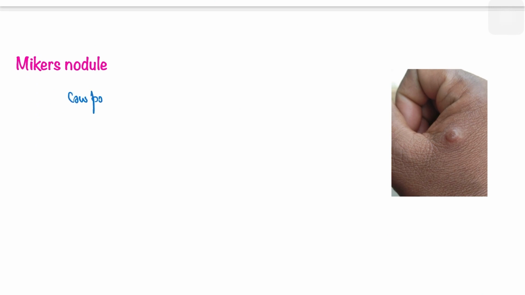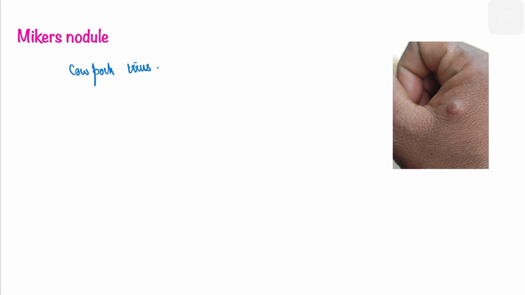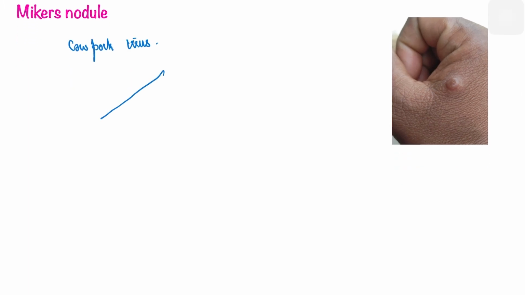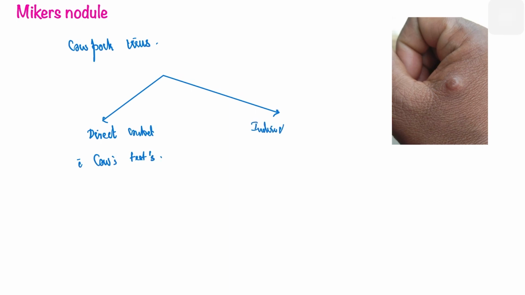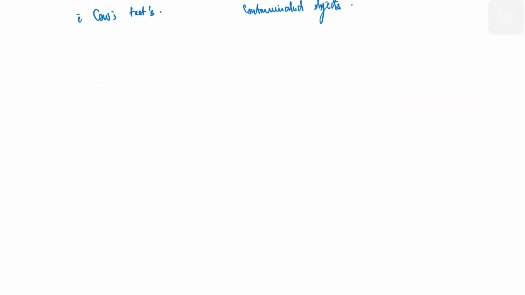Next is Milker's nodule, which is due to cowpox virus, and this also has a similar manifestation to that of ORF virus or Ecthyma contagiosum. It's usually transmitted by direct contact with cow's teats, or otherwise by indirect contact with contaminated objects. Okay, this also is a solitary papule, with tenderness, on the dorsal aspect of the hand. This is about Milker's nodule, and this is all about the pox virus. The three manifestations of pox virus include Molluscum contagiosum, Ecthyma contagiosum, and Milker's nodule.